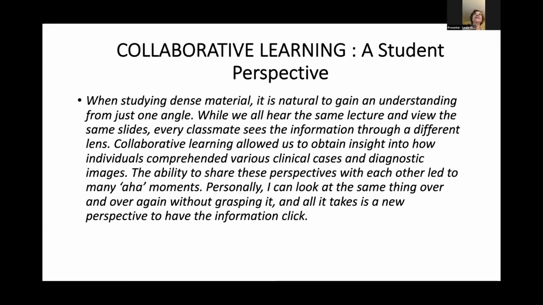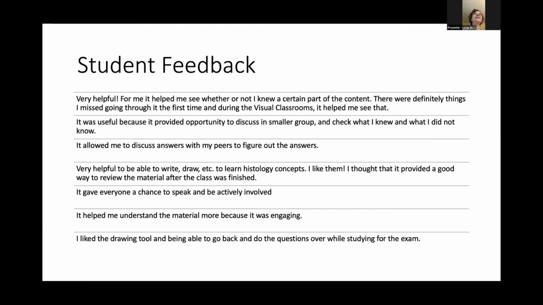Next slide. A few other comments: very helpful for me, helped me see whether I knew a certain part of the content. There were definitely things I missed going through the first time, and during the visual classrooms, it helped me see that, allow me to discuss answers with my peers and figure out the answers together, gave everyone a chance to speak. I liked the drawing and being able to go back and do questions over while studying for the exam.